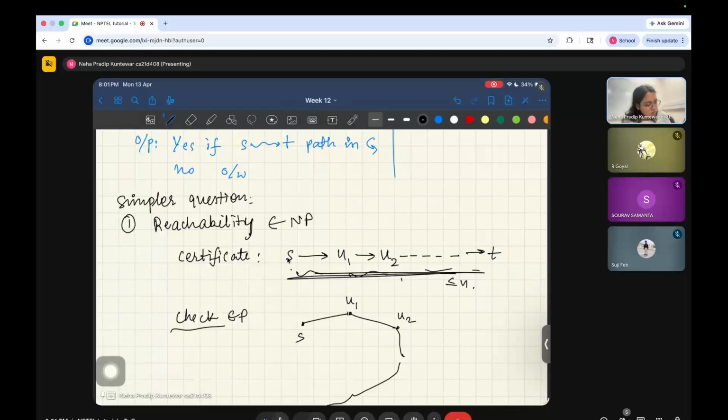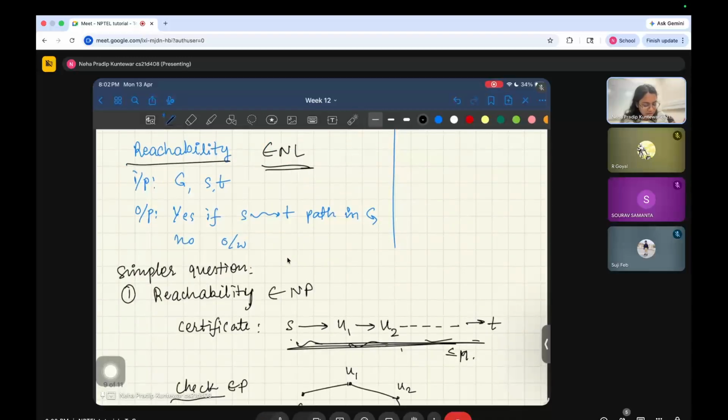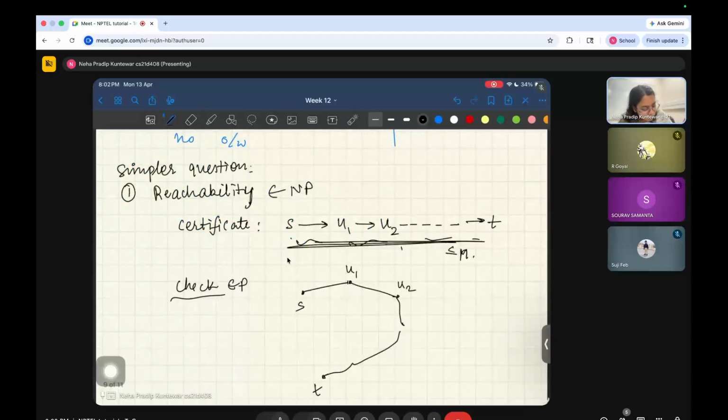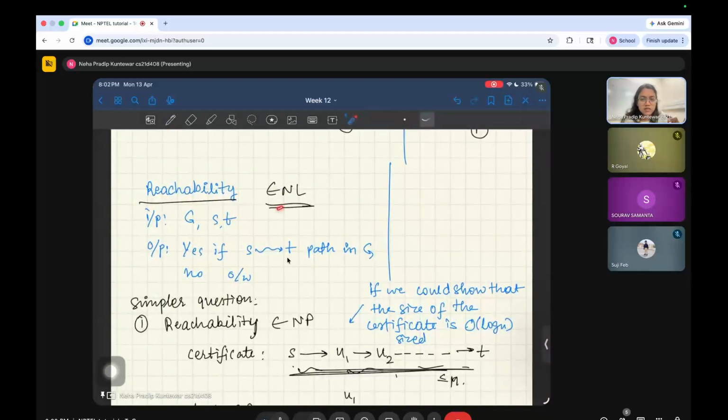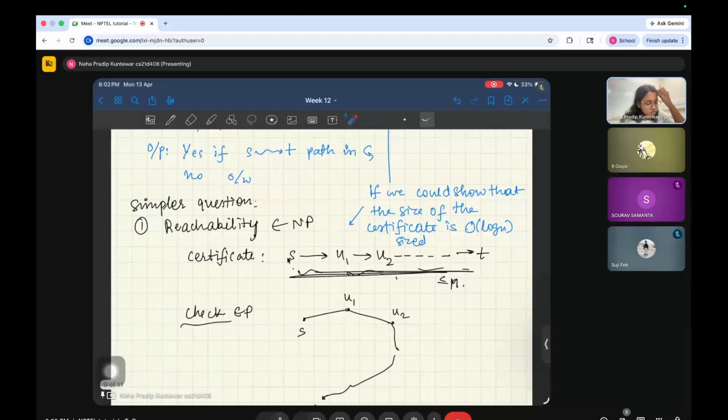Now, in order for this argument to work, you want to say that the size of the certificate is logarithmic. That's what you want to say. If we could show that the size of the certificate is logarithmic, then we are done, because that is what it means for membership in NL: you have a certificate of logarithmic size and you can verify it in L space. Okay, so how will you do this now?